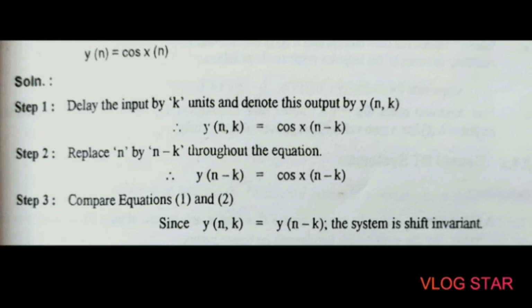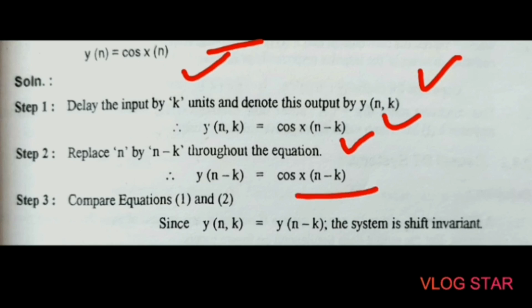Next we are going to solve again one more example. Y of n is equal to cos of x of n. Again in first step, delay the input by k units and denote this output by y of n comma k. So y of n comma k becomes, just replace that x of n by x of n minus k. So it will become cos of x of n minus k. In the second step, replace n by n minus k throughout the equation. So in given equation, only x of n is present. So here the y of n minus k becomes cos of x of n minus k.